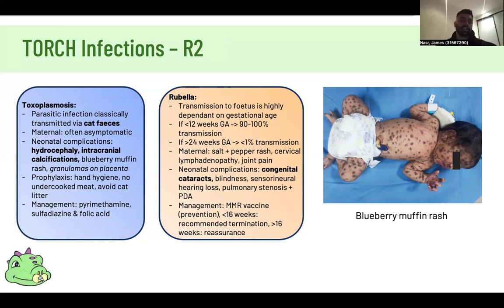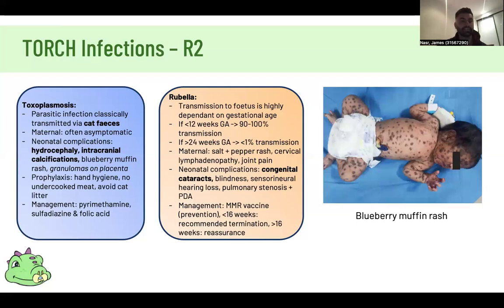But neonatal complications, your main two things would be hydrocephalus and intracranial calcifications. The blueberry muffin rash, there's a picture of it on the right. It does occur in toxoplasmosis, but it's not specific. So it can occur in a few of these infections. And then your buzzword is going to be granulomas on the placenta. That's a bit of a buzzword.